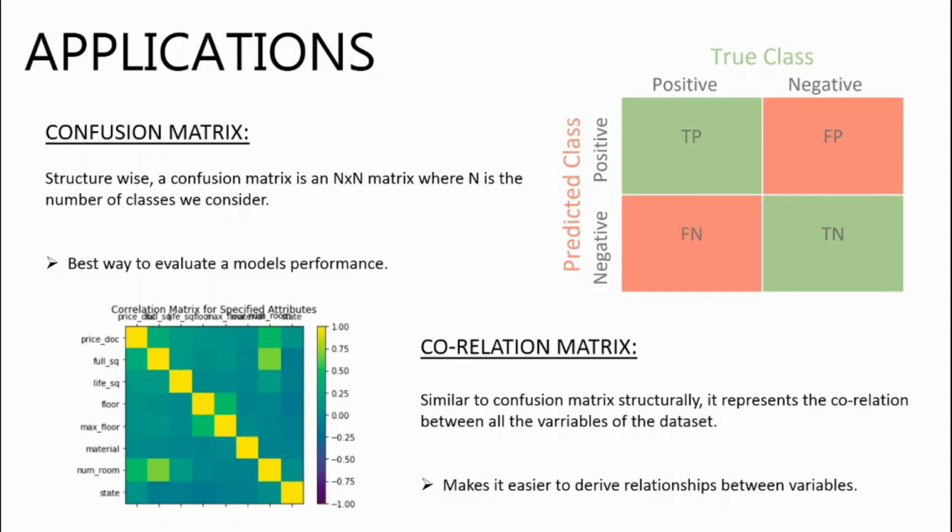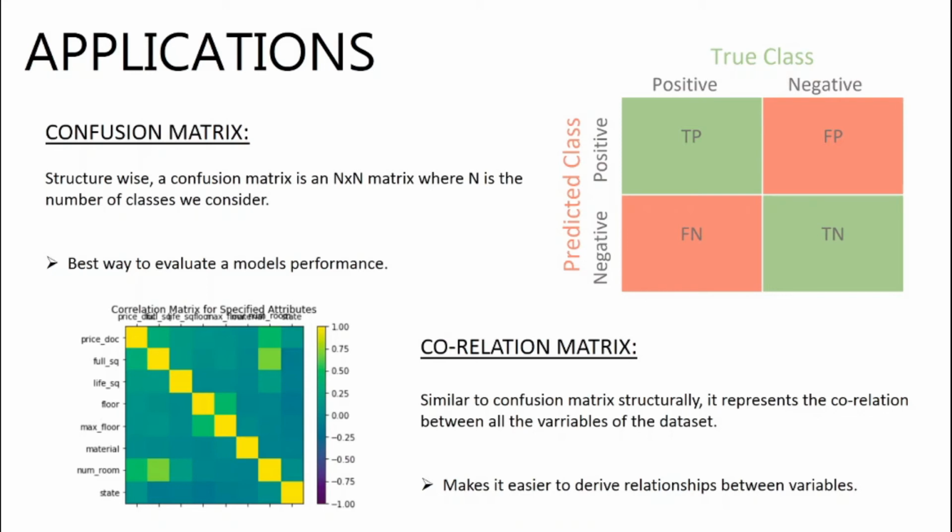TN. So true positive is when our model predicts positive and the actual result is also positive. False positive is when our model predicts positive but the result is not true, it is actually negative. False negative is when our model predicts negative but the result is actually positive. And true negative is when our model predicts negative and the result is also negative. So the confusion matrix is the best way to evaluate a model's performance.